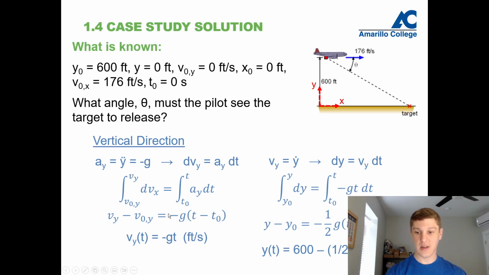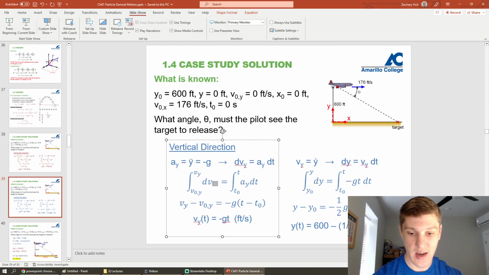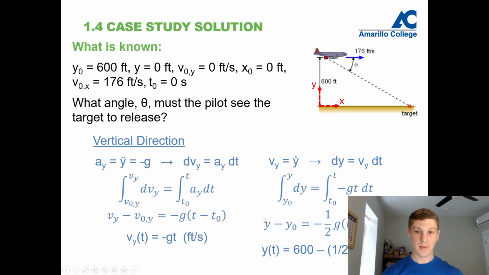Sorry about that. This should be a dv sub y. And then I am once again integrating from some initial time to some final time of my acceleration in the y direction dt. Now we know what our acceleration in the y direction is. It is a value of negative g.